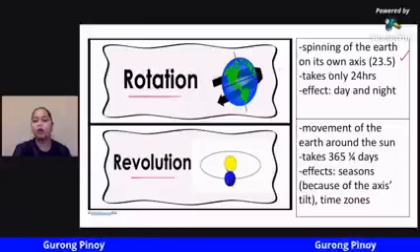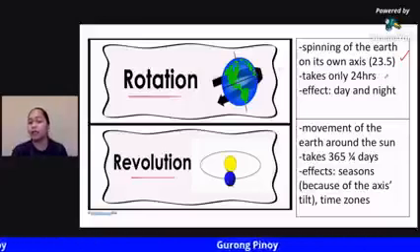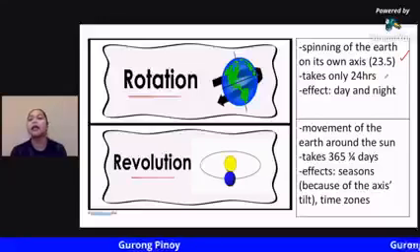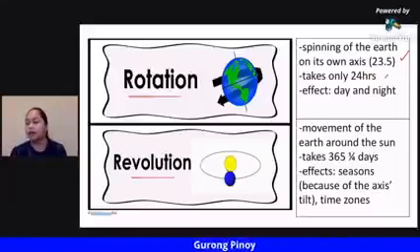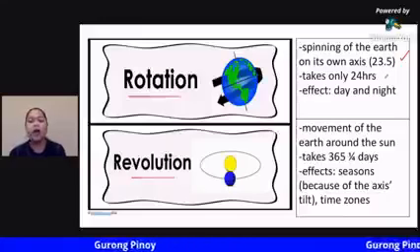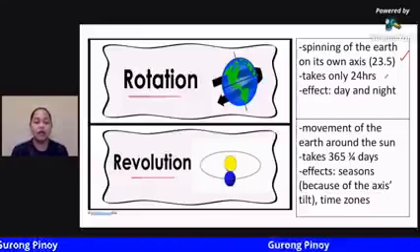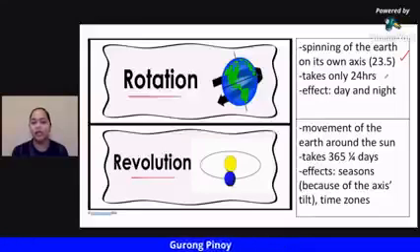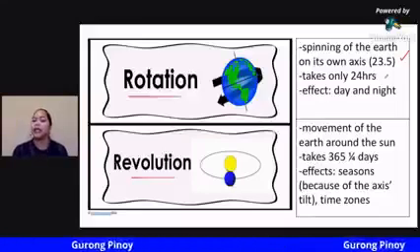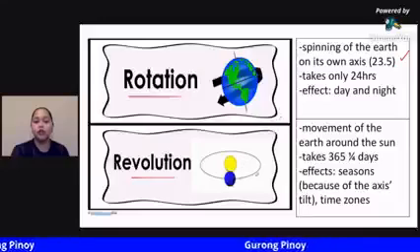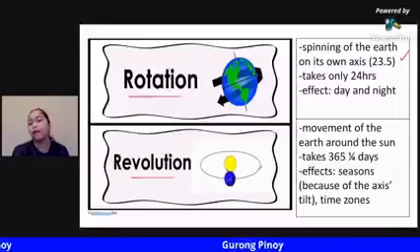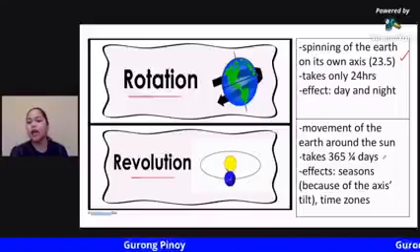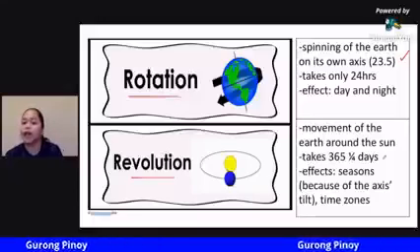Now, rotation only takes 24 hours to be completed. So one complete rotation takes only 24 hours. The effect of this would be day and night. That is why we have day and we have night, because of rotation. The other movement of the earth is its movement around the sun. One complete revolution, one complete movement following its orbit around the sun, you call that revolution. And this would take 365 and 1/4 days.